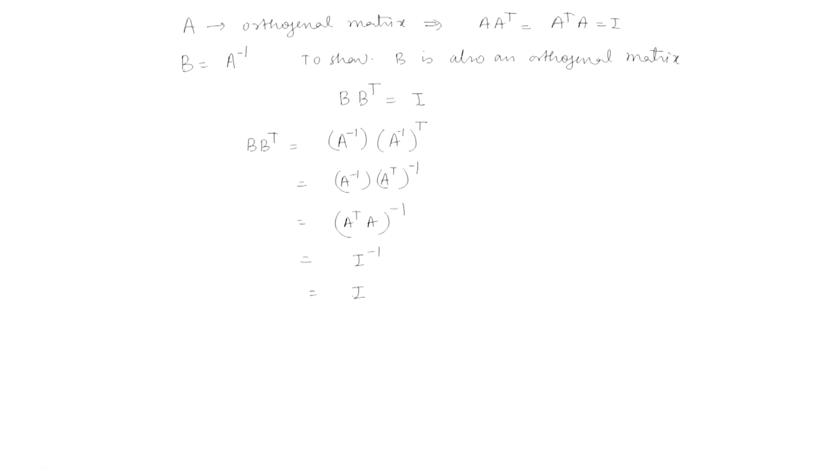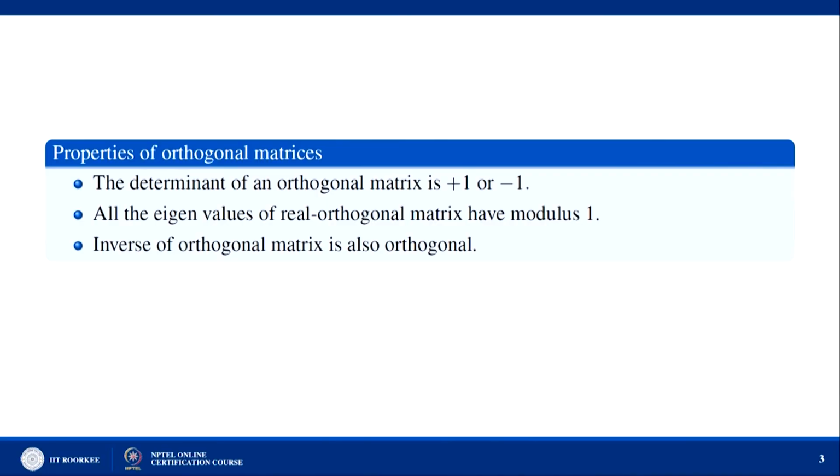So this is I. Similarly, B transpose B we can show is equal to I, and hence we can say that B B transpose is equal to B transpose B is equal to I. So this implies B is also an orthogonal matrix. So these are the properties of orthogonal matrices.